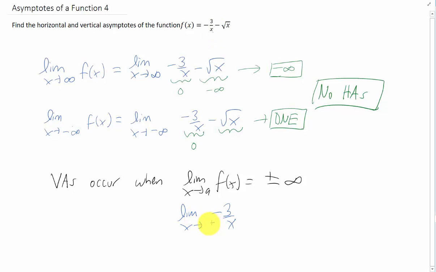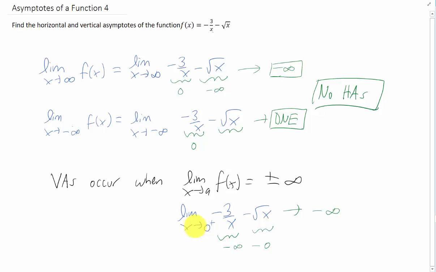You'll notice that the limit as x approaches 0 from the right of this piece of the function is negative infinity, and as x approaches 0 from the right, this piece of the function is just 0. So this limit as x approaches 0 from the right is going to be negative infinity, and that implies that we do have a vertical asymptote at x equals 0.